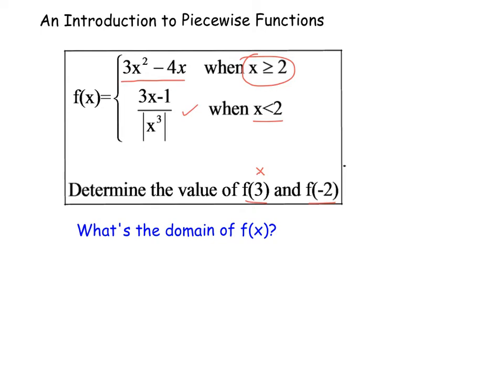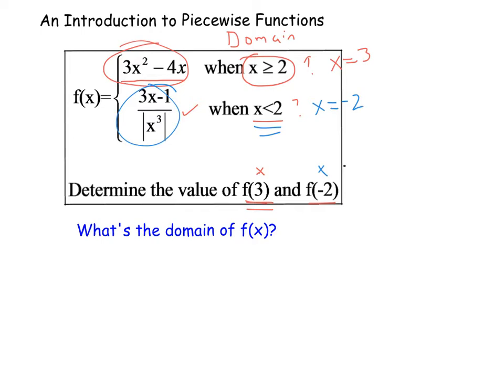This one we have two separate functions defined for certain values. So we have to consider, when x is 3, which part of this domain does it fit? So this area right in here indicates the domain restrictions. Since 3 falls into this category, we're going to evaluate the function with this. Since negative 2 falls into this category, we're going to use negative 2 in that function.